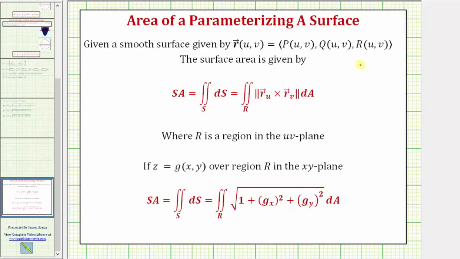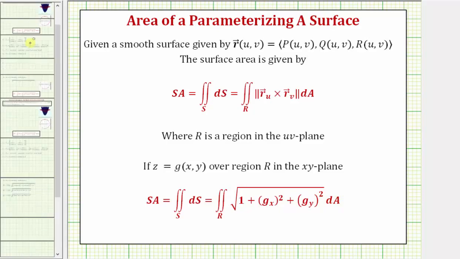In our previous example, we found the surface area of a parametric surface given by r of u comma v. But in this example, we're trying to find the surface area of a surface given by z equals g of x comma y over the region R in the xy plane. So the surface area is equal to the double integral over the surface S integrated with respect to S, which equals the double integral over the region R, where again the region R would be the region in the xy plane, of the square root of 1 plus the partial derivative of g with respect to x squared plus the partial derivative of g with respect to y squared, differential A.